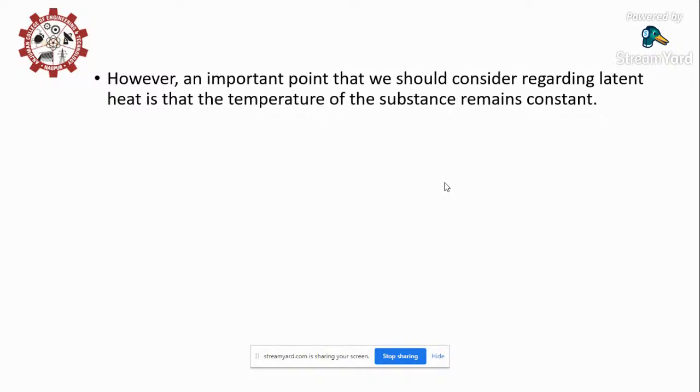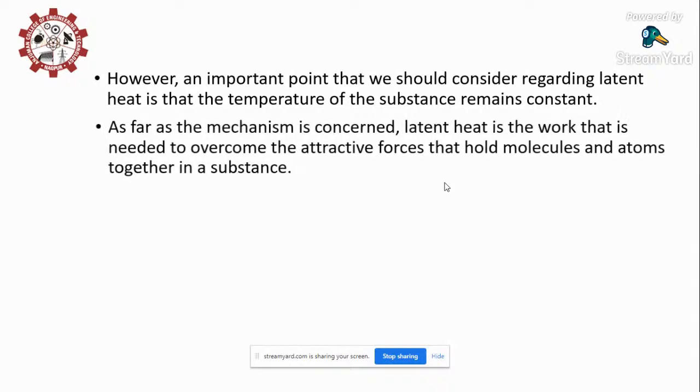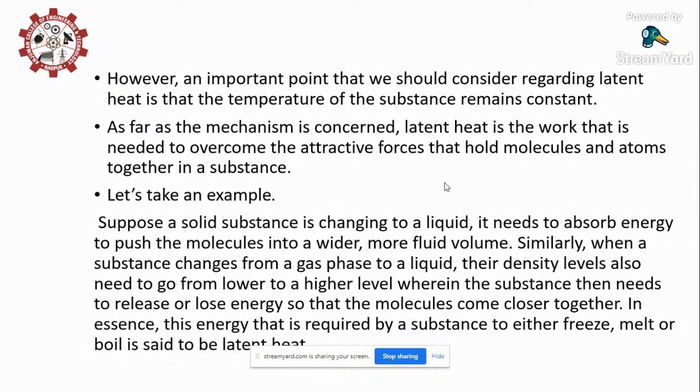There are various types of latent heat, and we should also consider that during latent heat the temperature of a substance remains constant. तो लेटेंट हीट जो है वो कांस्टेंट रहेगी. अभी मैं आपको डायग्राम दिखाऊंगी, उसमें आप समझ जाएंगे. As far as the mechanism is concerned, latent heat is the work that is needed to overcome the attractive forces that hold the molecules and the atoms together in a substance. Let us take an example. Suppose a solid substance is changing to a liquid. It needs to absorb energy to push the molecules into a wider, more fluid volume.